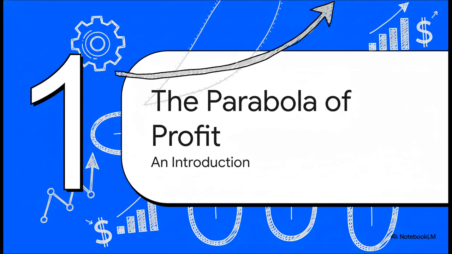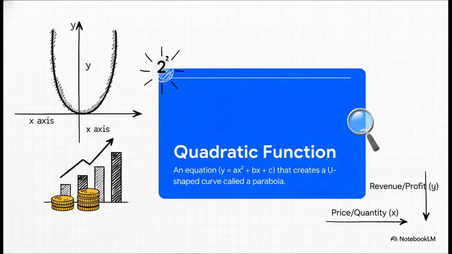Our first section here is the parabola of profit. Before we can really put this tool to work, we've got to understand exactly how it works. We're going to explore why this specific U-shape shows up so often in business and what it can tell us. So here's the formal definition. A quadratic function is just an equation that looks like this. y = ax² + bx + c.